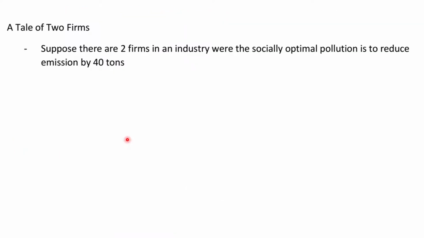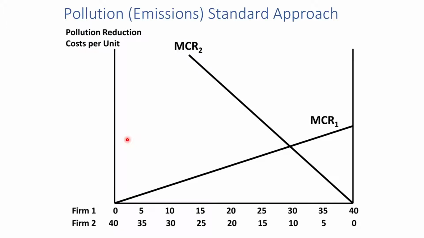Okay, so now, again, assuming that there are only 2 firms in an industry, and also assume that we have figured out the societal optimal amount of pollution to reduce is 40 tons. Here is the cost profile for the 2 firms. And right away we can see that firm 1 is much cheaper to reduce emission than firm 2. Now how do we read this graph here?